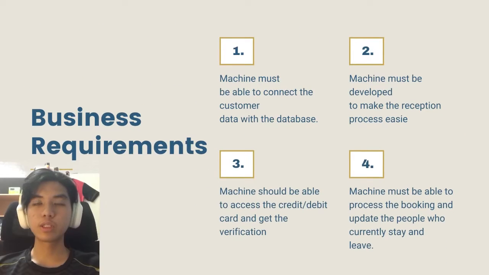Next is business requirements. It is a description of something that the business needs to run. Number one is machine must be able to connect the customer data with the database. The second one is machine must be developed to make the reception process easier. The third one is machine should be able to access the credit or debit card and get the verification. The last one is machine must be able to process the booking and update the people who currently stay and leave.